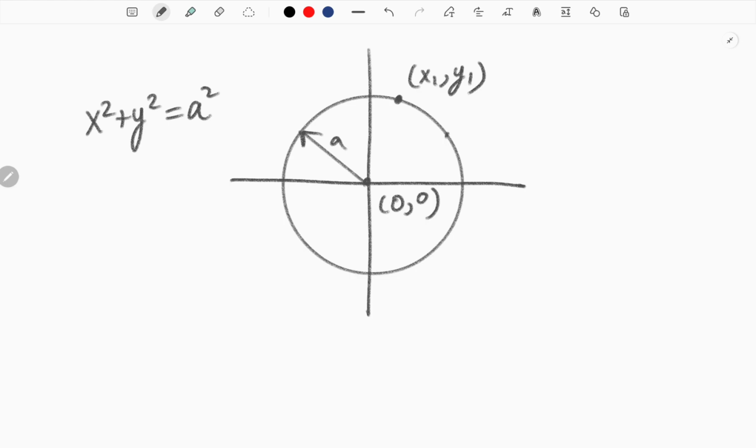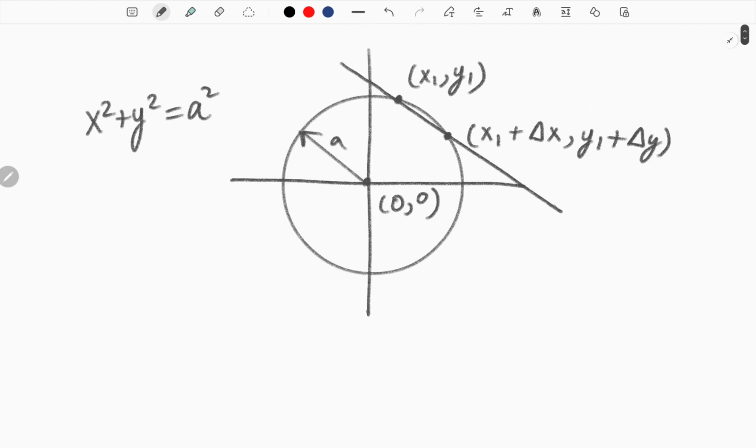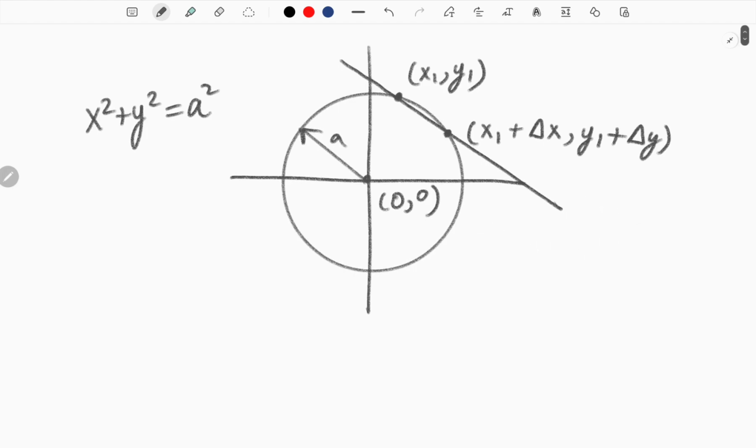Well, what we do is, let's take another point, which is x1 plus some delta x. Well, delta x is some change in x with respect to x1, and y1 plus delta y, the same thing as x. Now, we can draw a line which connects these 2 points, just like this. However, this is not a tangent to the circle. No problem. Let us first derive the equation to this line, which is a secant. A secant is a line which intersects a curve at 2 points. So let's find the equation to the secant.